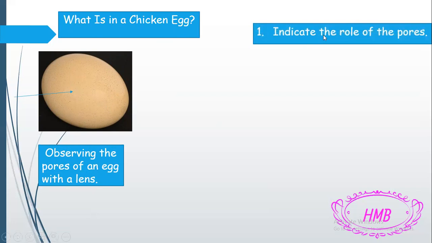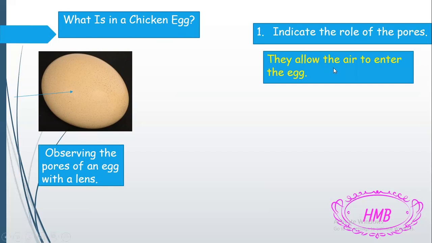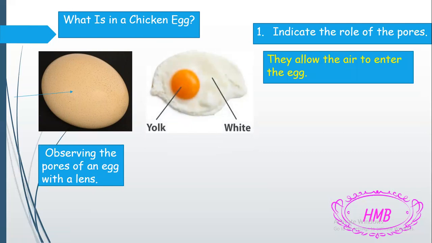First of all, indicate the role of the pores. By the lens, we see the pores. So what is the role of pores? Why do we have pores on the egg? Because they allow the air to enter the egg. So since they are openings, that means the air can enter inside the egg so that the baby inside the egg can breathe and respire.